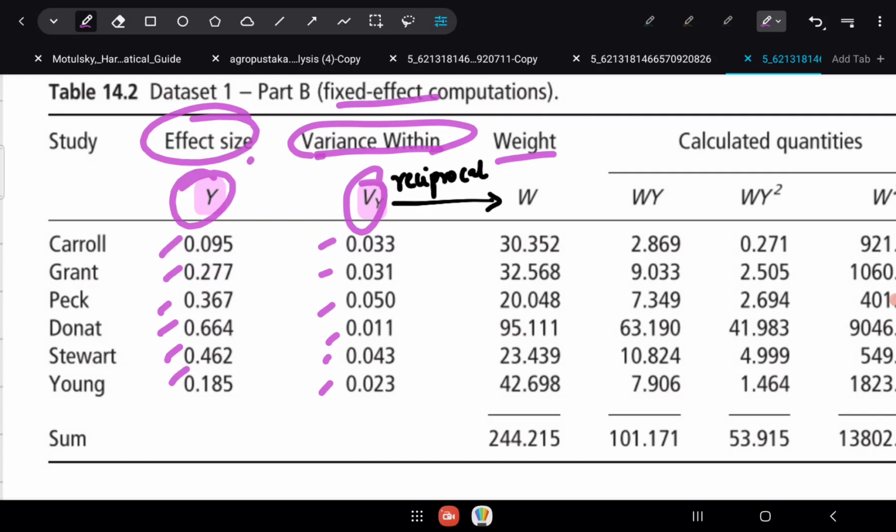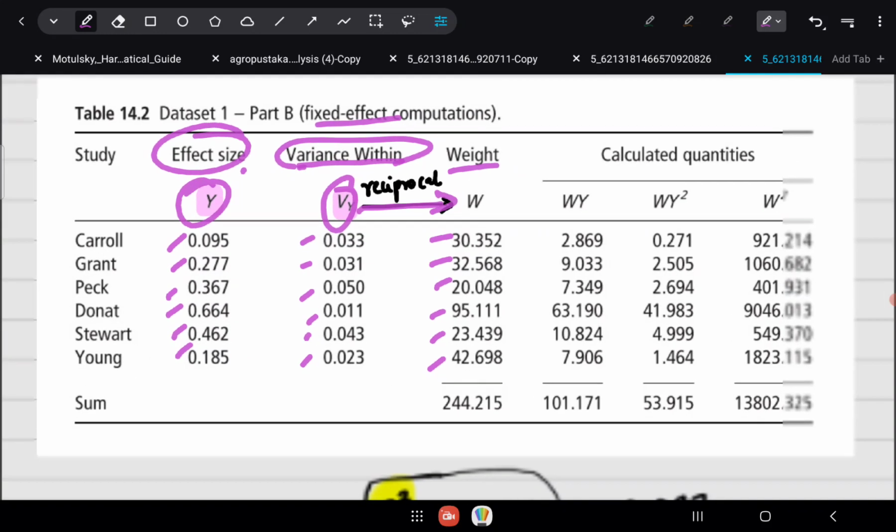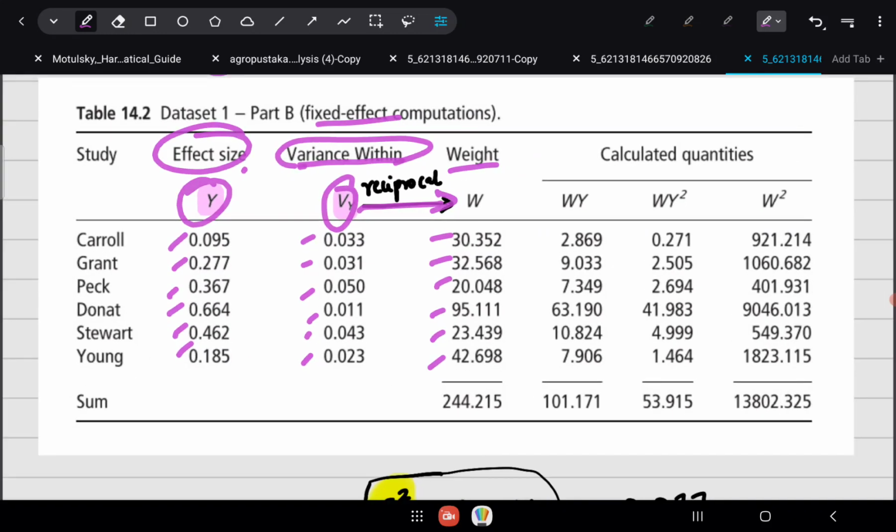So until now the steps are exactly the same as we did in fixed effect modeling. Nothing is different. So then we are doing the reciprocal. So you will get all the weights. These are the weights, right? Now you know we want to compute the between study variance. Now that is what we need.